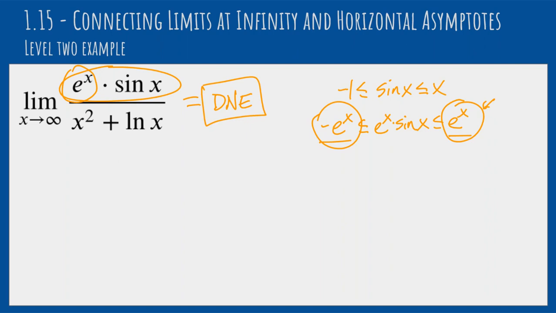So the values that we get as we plug in bigger and bigger values of x are going to fluctuate between positive e to the x and negative e to the x. And so this is going to diverge. It's not going to exist.